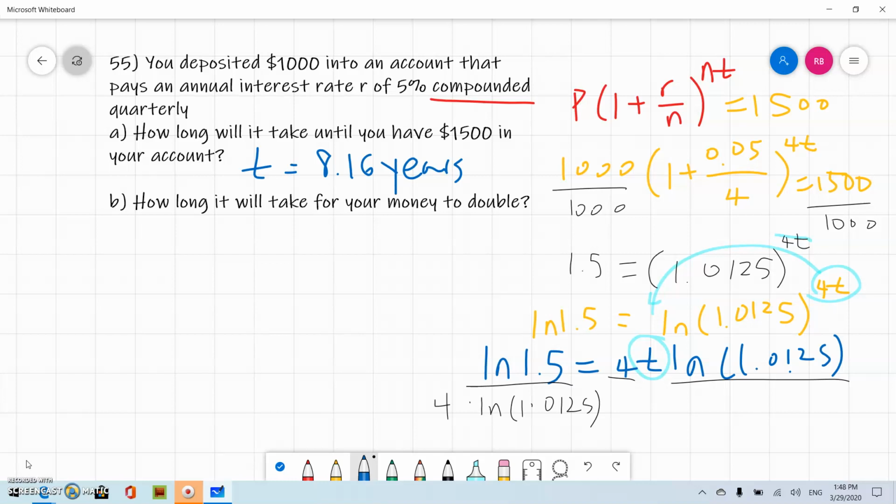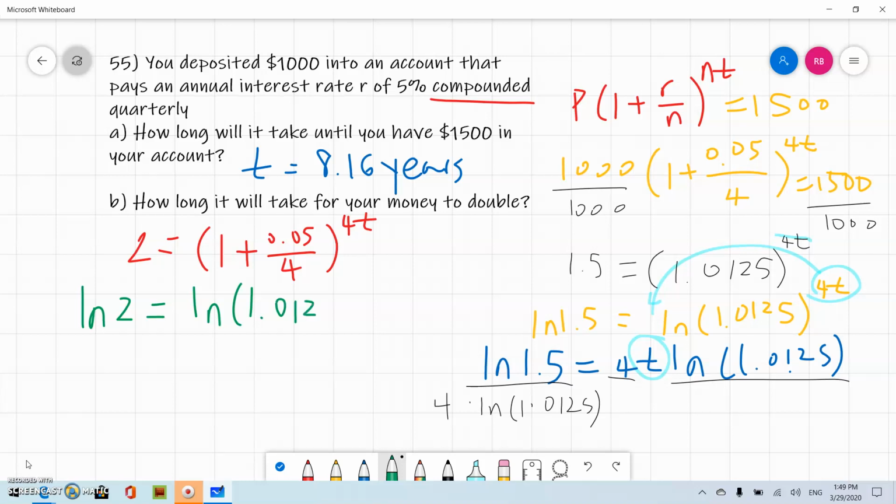And then it says how long it will take for your money to double. So the doubling question, in the end, what mattered was that if you set P equal 1 and then the other side equal to 2, so 2 is equal to 1 plus 0.05 over 4 to the 4t power, right? And there is nothing to divide because I just need to put it in the ln. So ln 2 is ln, what was it, 1.0125, because it's the same as before, to the 4t. Again, 4t can come down.